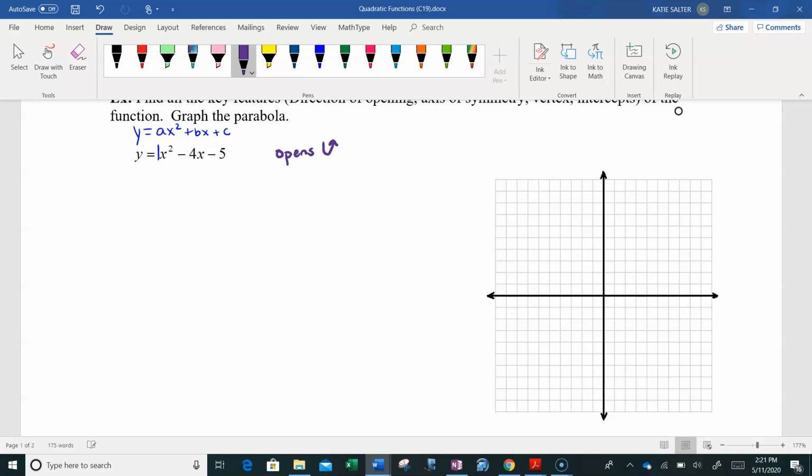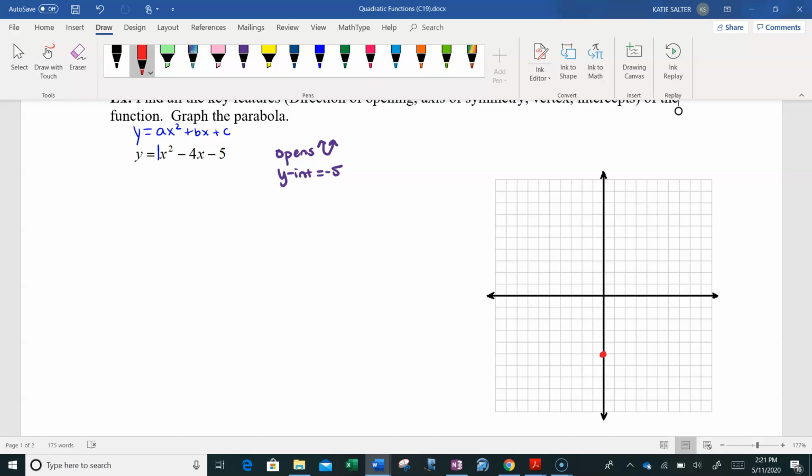It opens up. Something else we know without doing any work is the y-intercept. Because this is in that standard form, we automatically know that the y-intercept is going to be -5. All right, so if you were graphing this with some graph paper, you could come over here to your graph paper and put a point on the y-axis at -5.